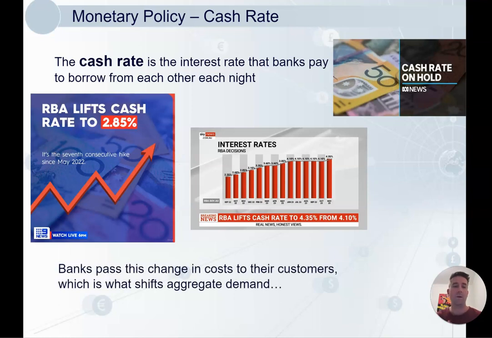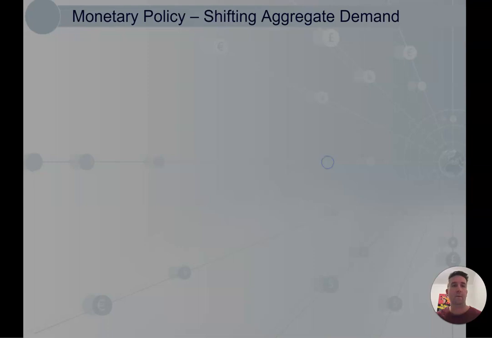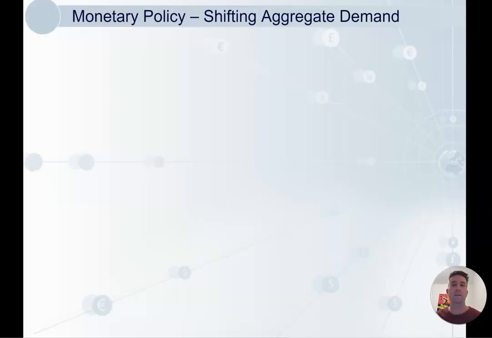So the banks will pass on this change in cost to their customers. So if we increase the cash rate, that's what's been happening lately. You can see the trend here actually, 4.35%. So that increases the cost of production, the cost of doing business for banks. They pass that on to customers. They increase the interest rates that households and businesses pay.